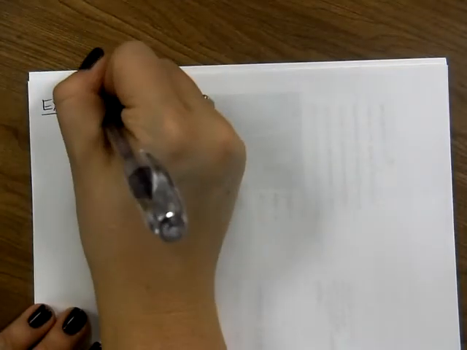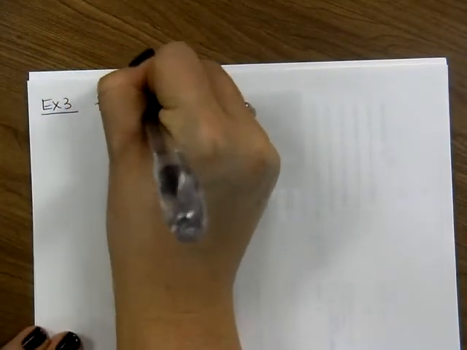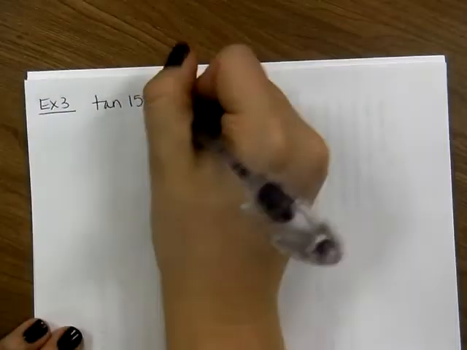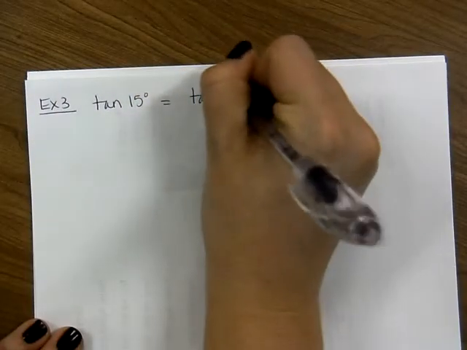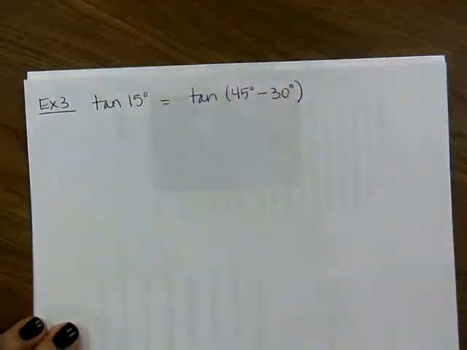Listen, you're going to need some space for this one. Okay, this one is a lot more work. Tangent is never fun. Alright? So you might want a little bit more space if you're trying to cram it into the bottom of your page. Alright, so the tangent of 15 degrees, we're going to do the same thing. We're going to do the tangent of 45 degrees minus 30 degrees.